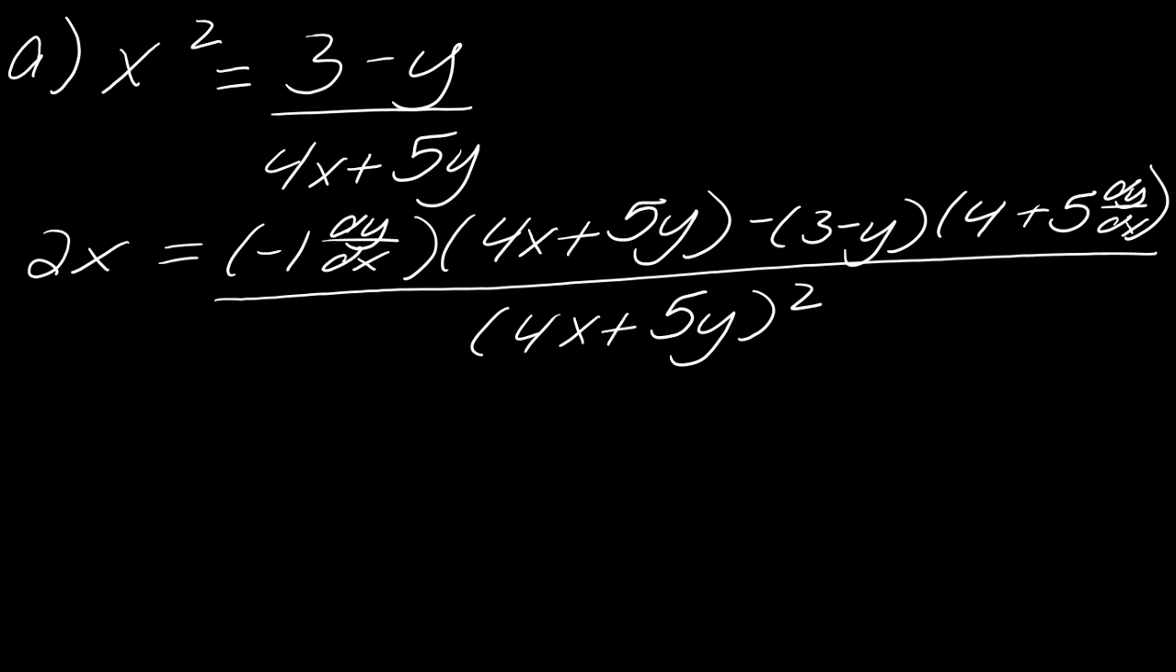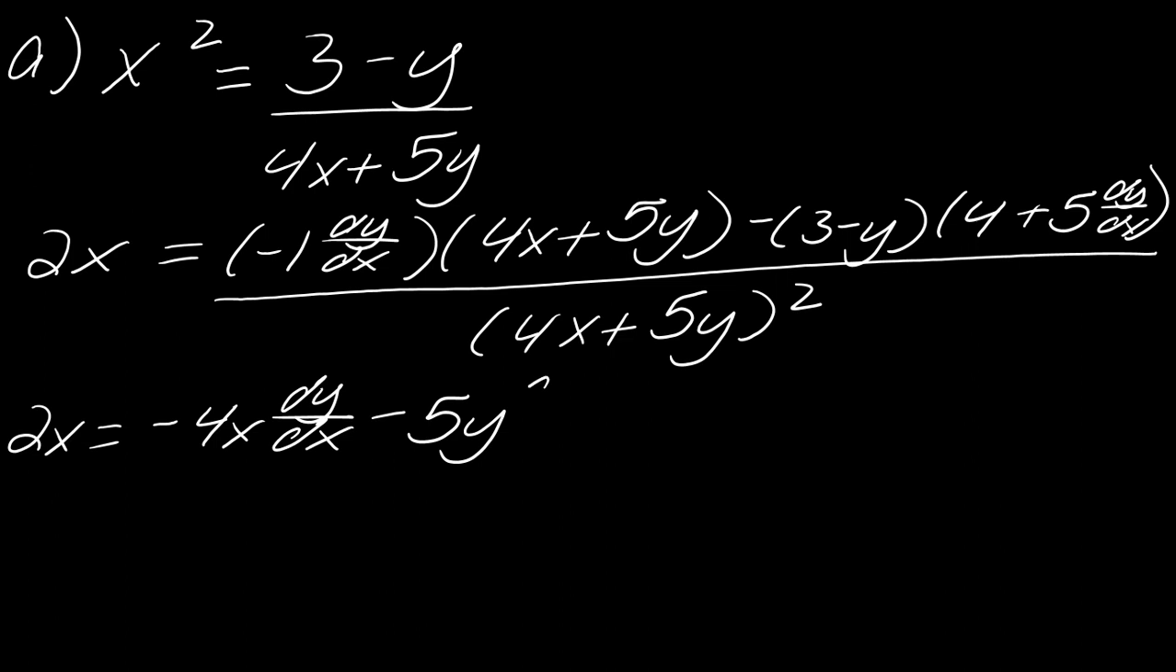Okay, so let's do that. So I've got 2x equals -4x times dy/dx minus 5y dy/dx. Notice I literally just distributed this here, and then I moved the dy/dx to the end, just because that's where I like to put it. You could also put it at the beginning, whatever works for you. And now let's work on this little mess over here. So this is going to be minus, and I'll use a square bracket.